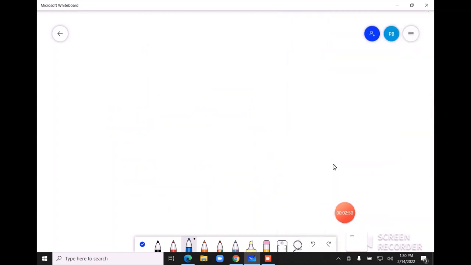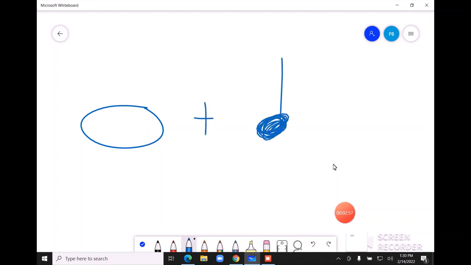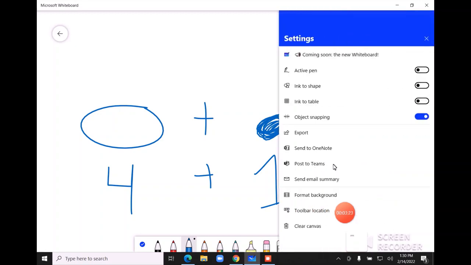Let's try another one. Take a look at this musical math problem. The first note is a whole note, and it's worth 4 beats. And then we're adding it to a quarter note, which is 1 beat. So the answer to this musical math problem would be 5. Let's keep going.